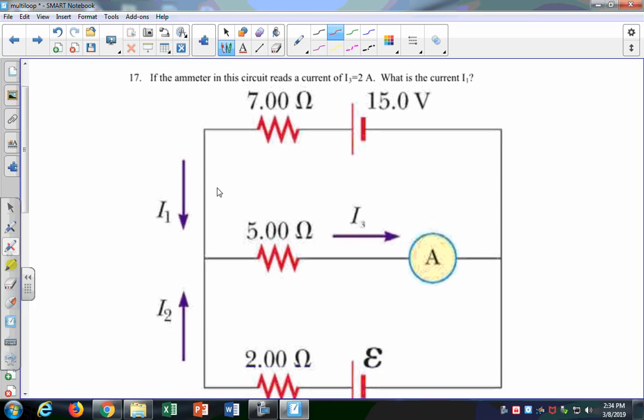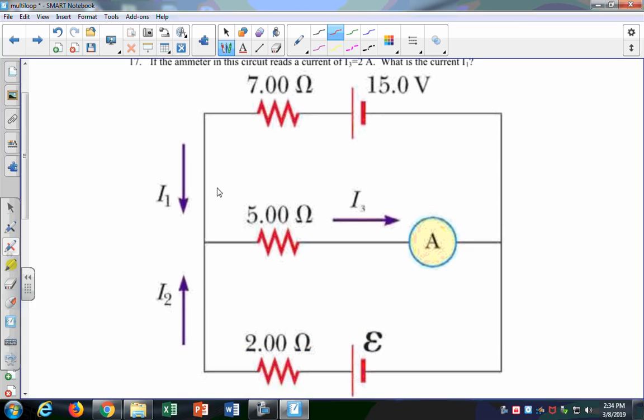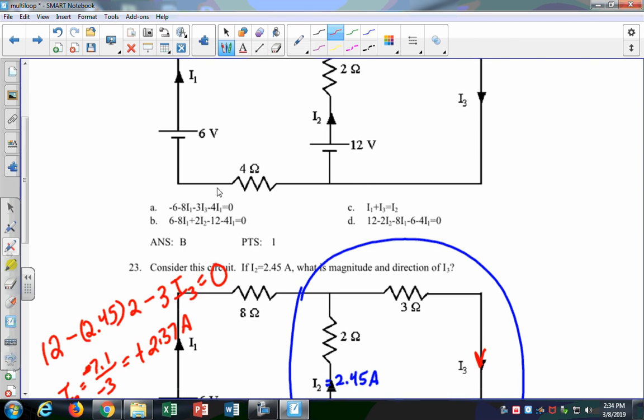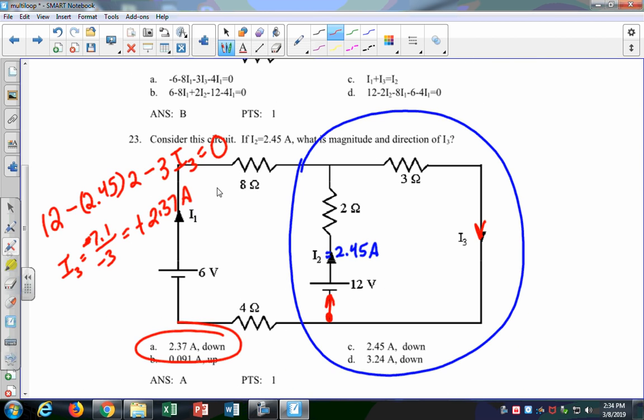So where was that last equation down? Why is it down? Because I3 came out as positive, and I3 is labeled as down, so the current is as it's labeled. That means you were correct in choosing the direction of the current.